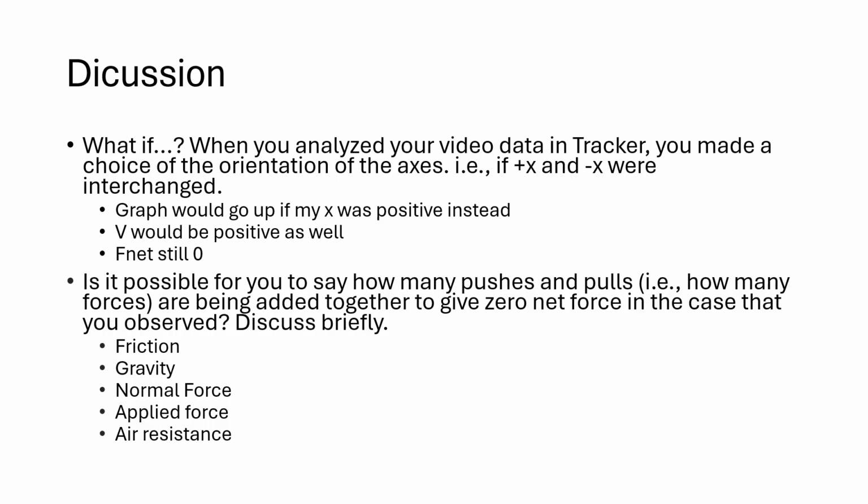Is it possible for you to say how many pushes and pulls, i.e., how many forces are being added together to give zero net force in the case that you observed? Discuss briefly. All these forces will give you 0 when combined together because it is at constant velocity. Constant velocity just means no acceleration, which is also why there's no F net, of course. We have friction on the rail, and we have gravity pushing on by the earth itself, and we have the normal force, which is the rail pushing onto the cart in response to gravity, and we have the applied force being that of our hand, and we also have air resistance. So these all combine into a net force of 0, and that is everything in our lab.